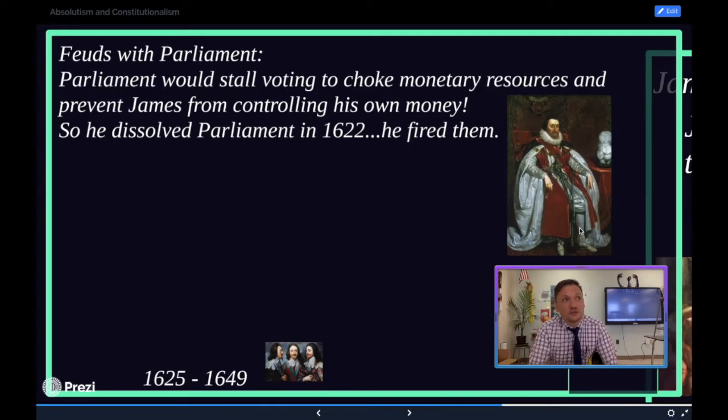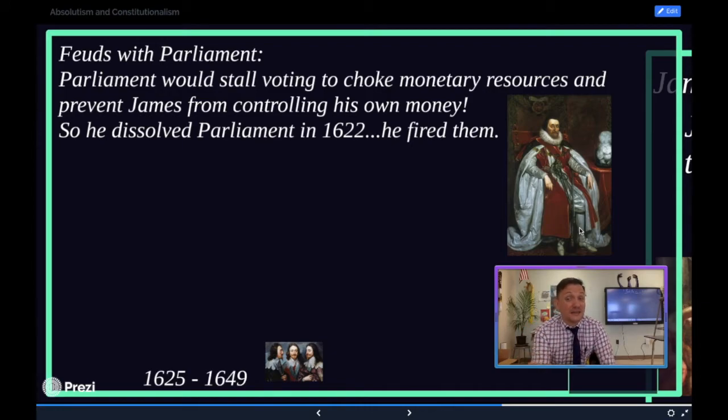So what does James do to Parliament? He dissolves them. Now, in 1622, he dissolves Parliament, which means he fires them. So, theoretically speaking, he just got rid of the entire legislative branch of the British government established by the Magna Carta, thank you. And the big thing about it, though, is that getting rid of this branch is very aggressive.